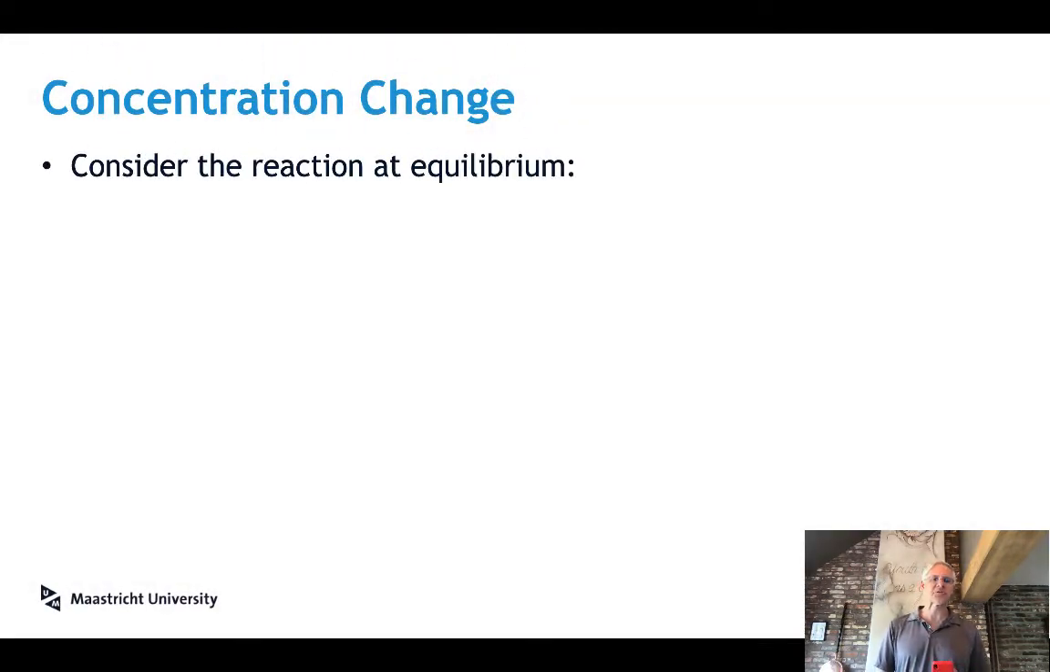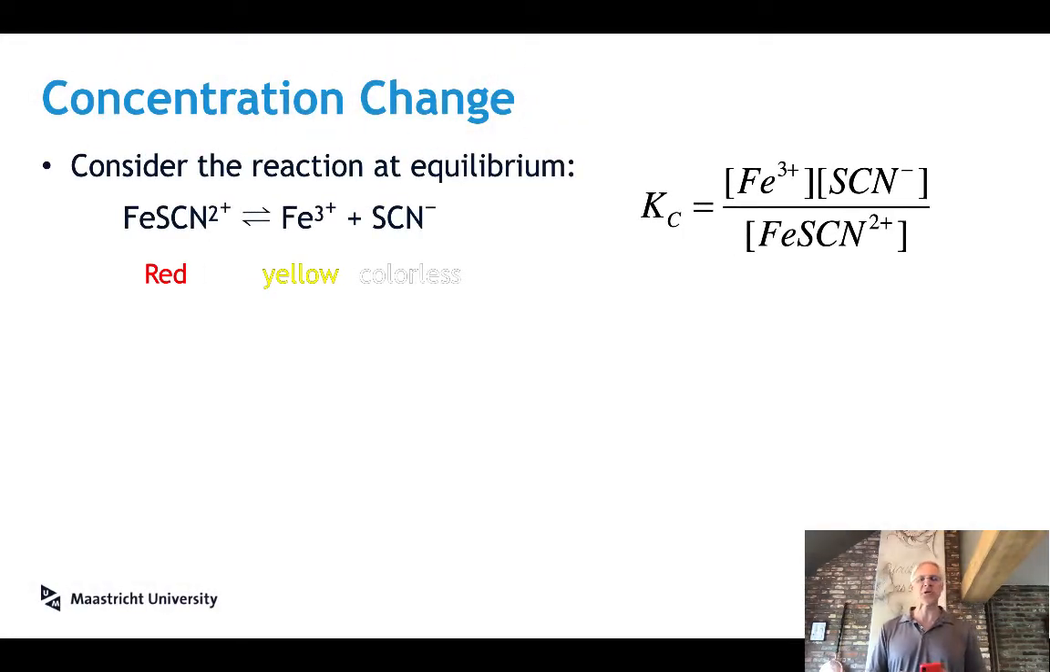So let's look at concentration change. Let's look at this reaction here at equilibrium. So we have a complex ion, iron thiocyanate, FeSCN2+. It's in equilibrium with its two components, Fe3+, which is yellow, and thiocyanate ion, which is colorless, and then you have the iron thiocyanate complex, which is very deep red.